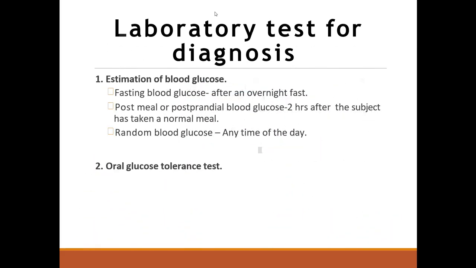Laboratory tests for diagnosis. For estimation of blood glucose, there are fasting blood glucose, post meal or post prandial blood glucose, and random blood glucose. Fasting blood glucose level is measured before taking any meal, after an overnight fast. Post prandial blood glucose is the glucose level measured 2 hours after the subject has taken a normal meal. Random blood glucose is measured at any time of day.